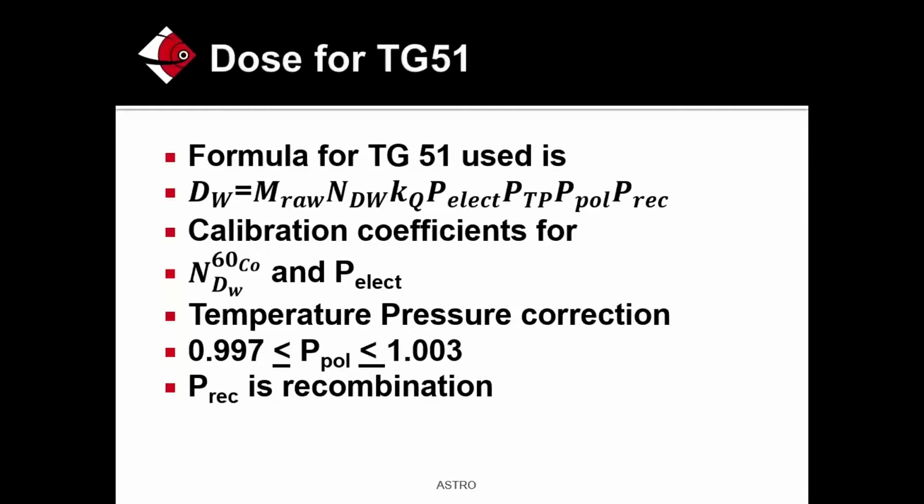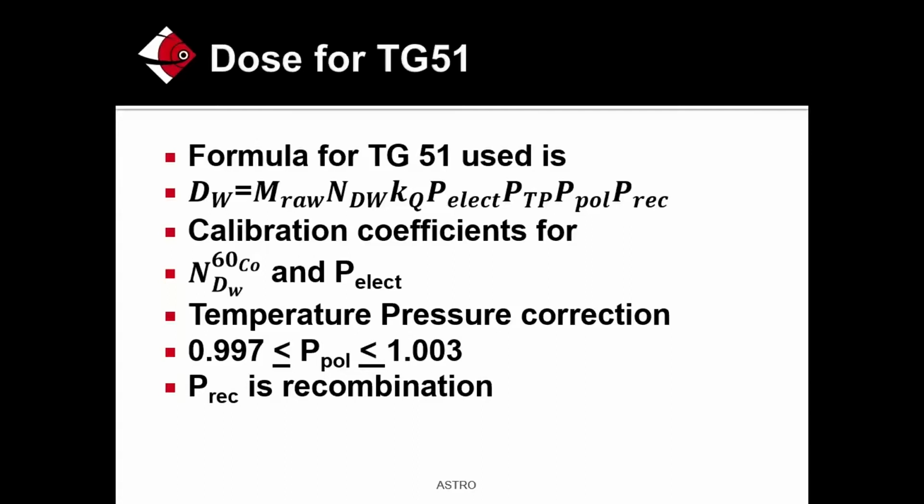The formula that is used is given here. And if you notice the formula before that, it was just M, N sub DW, and KQ. Well, that M has a lot of stuff buried into it. And what is M raw? That's the raw measurements that you make. The P electrometer, that's your calibration coefficient for the electrometer. Temperature, pressure, polarity, and recombination. So the calibration coefficients that you get from the ADCLs are for the N sub DW and for the P electrometer. And those have to be included in there.